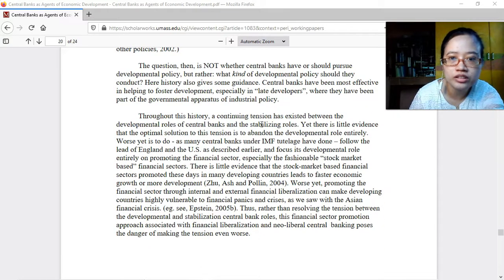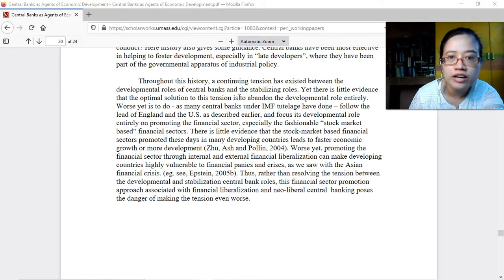What else? Throughout history, a continuing tension has existed between the development roles of central banks and the stabilizing roles. Okay. Stabilizing roles, making sure that the inflation rate does not go over the targeted rate, right? But normally when they try to stimulate economic activities by infusing money into the market, allowing businesses to improve or expand their operations, sometimes that would lead, in a way, to increasing the inflation rate. So sometimes they would have to control it very carefully so that they could get a balance between the development roles and the stabilizing roles.